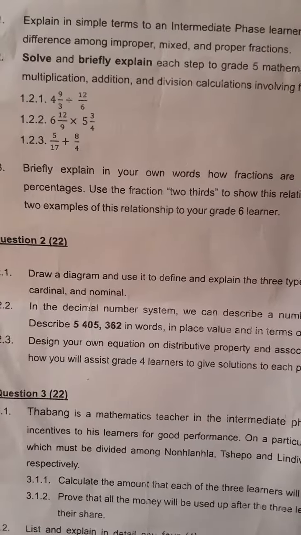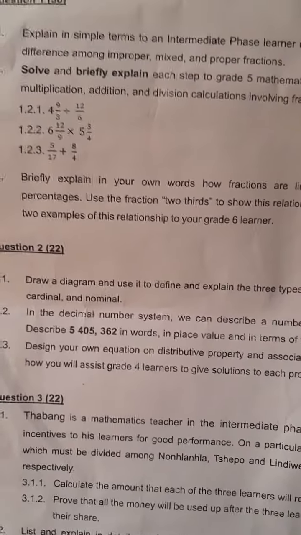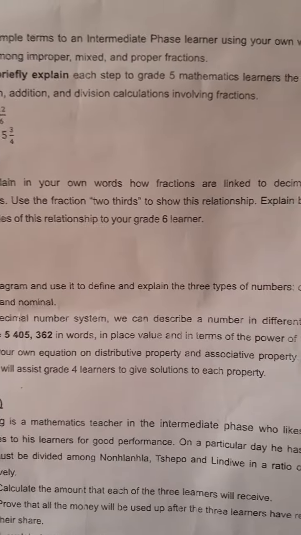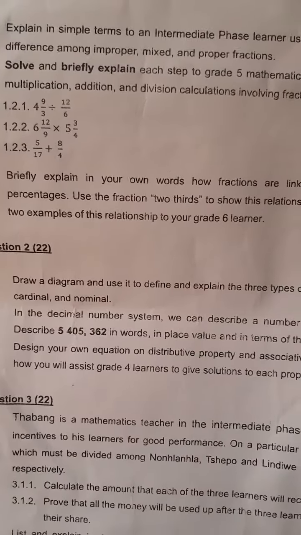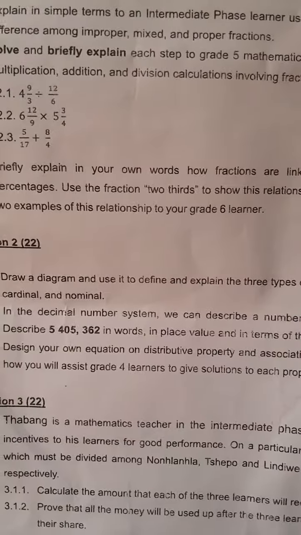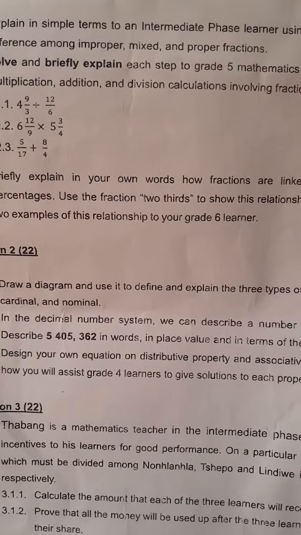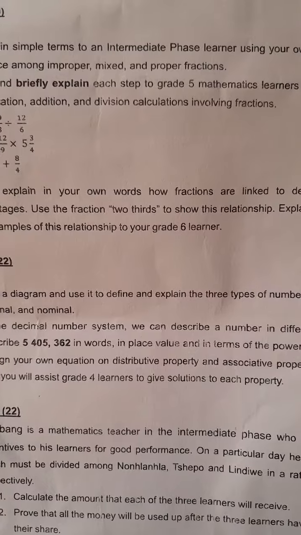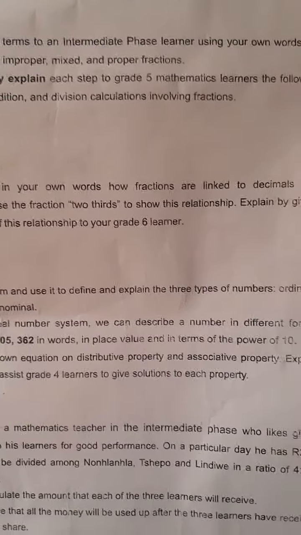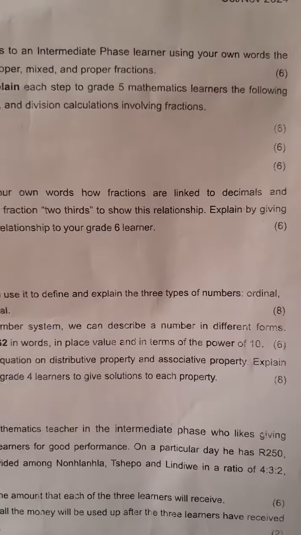Then we will also conclude with 1.3, which says briefly explain in your own words how fractions are linked to decimals and percentages. Use the fraction 2/3 to show this relationship. Explain by giving 2 examples of these relationships to your grade 6 learner, as well as 6 marks.